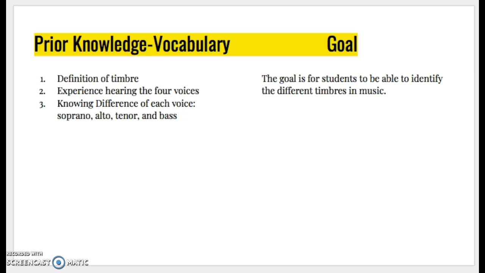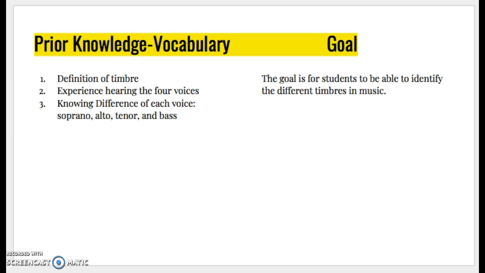Prior knowledge and vocabulary. So prior knowledge they will have to have is the definition of timbre, then having experience hearing the four voices and knowing the difference between each voice, which is soprano, alto, tenor, and bass. The definition of timbre is the character or quality of a musical sound or voice as distinct from its pitch and intensity.